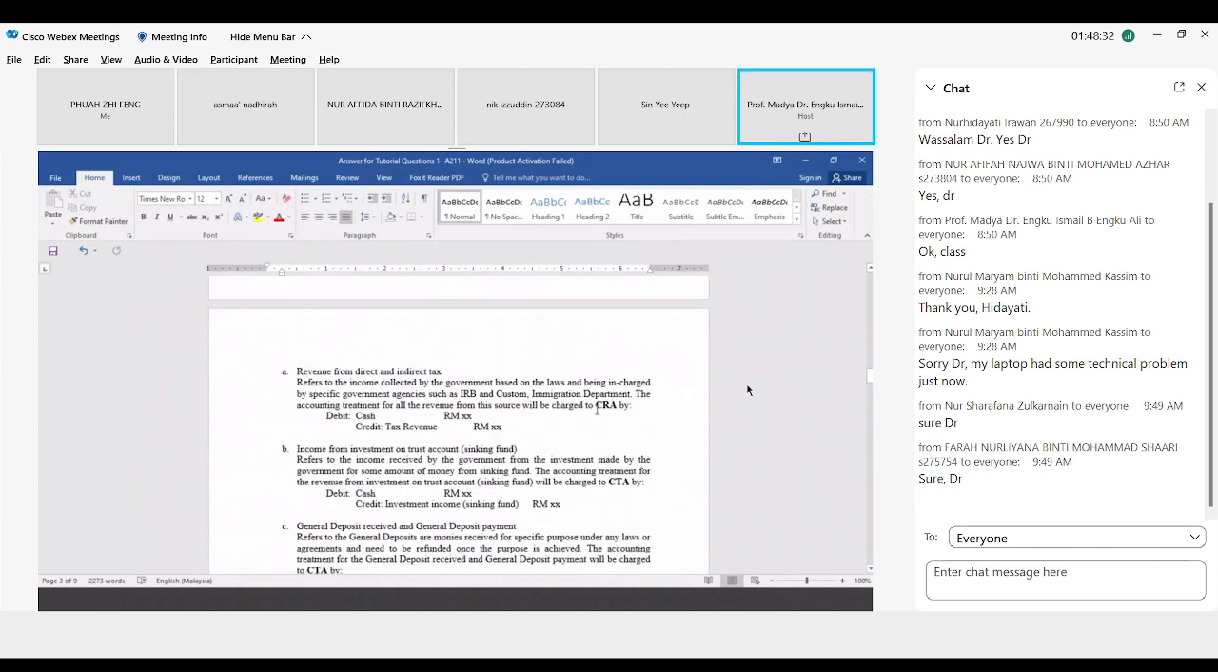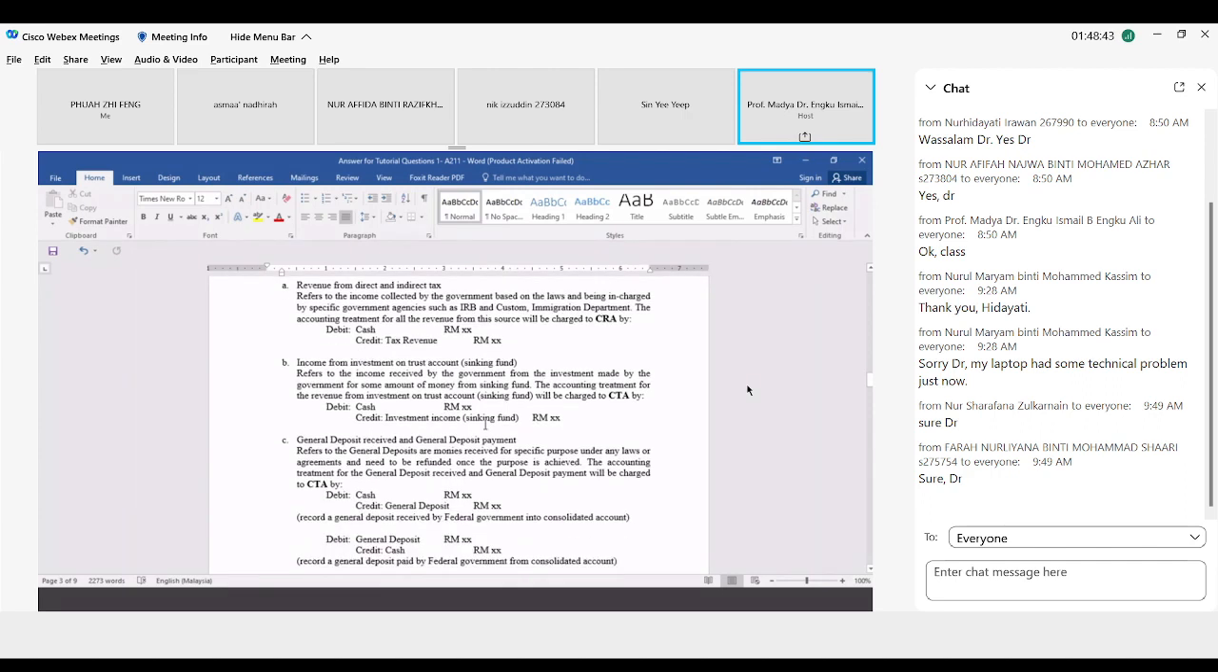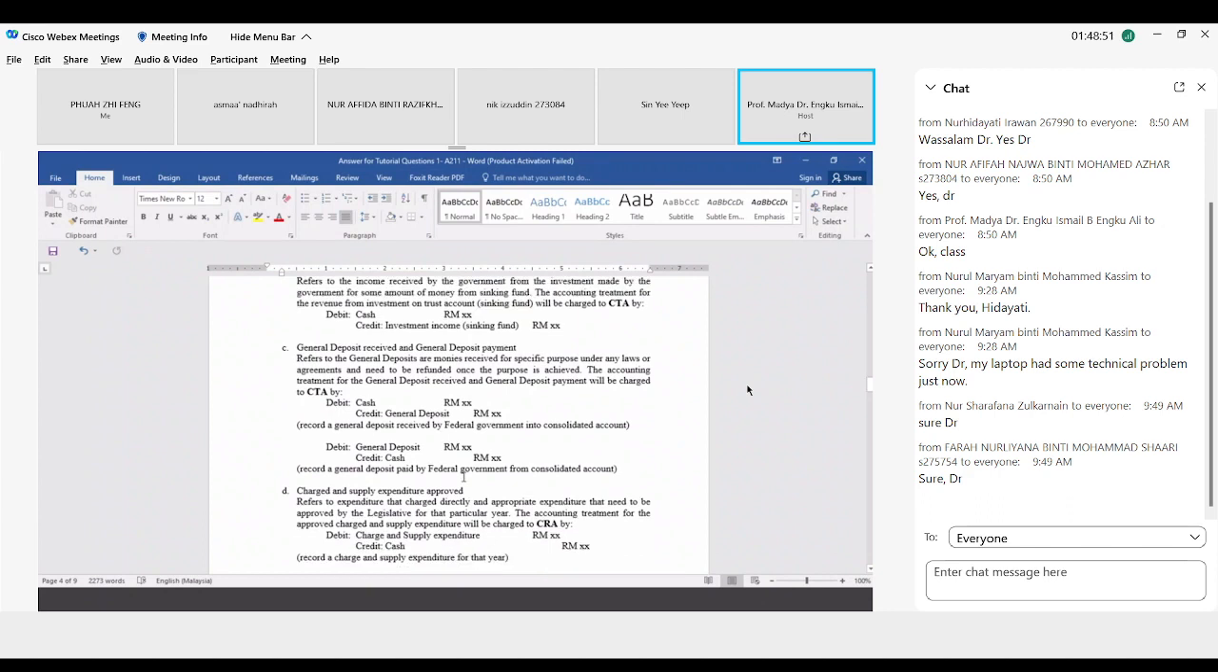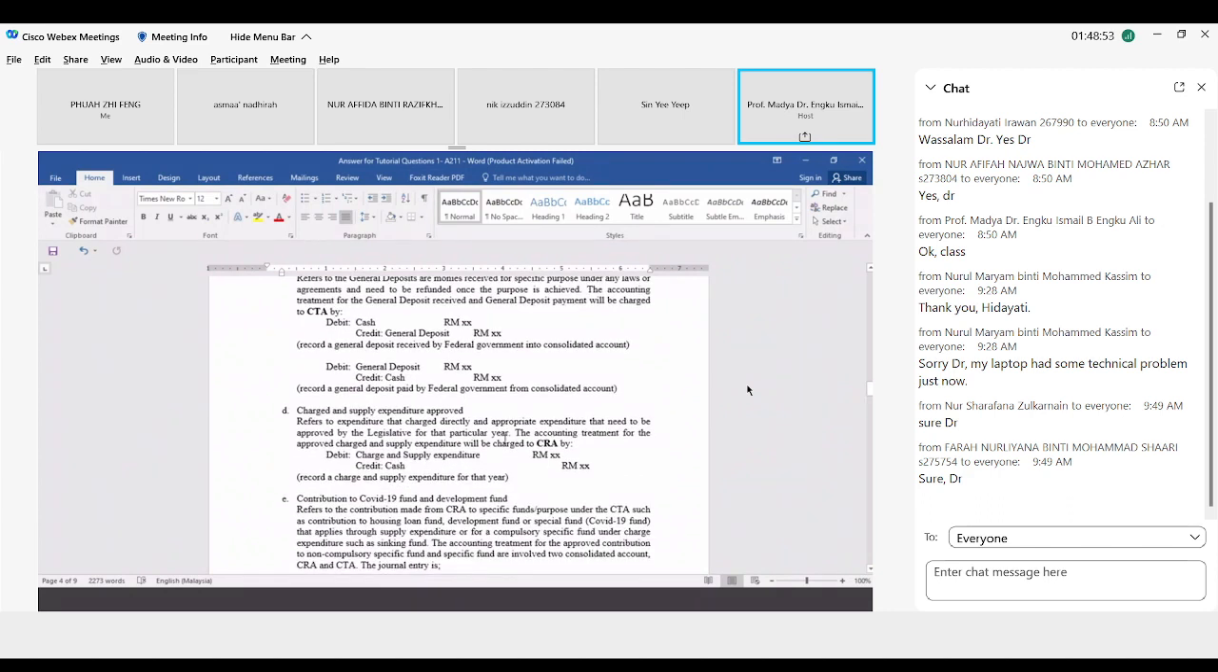Which consolidated account will you charge the debit transaction to? For example, A is under the CRA. This is charged to the CRA, while B is charged to the CTA. C is charged to the CTA, and D is charged to the CRA. Okay. On the question, the answer provided by group 6 is all wrong.